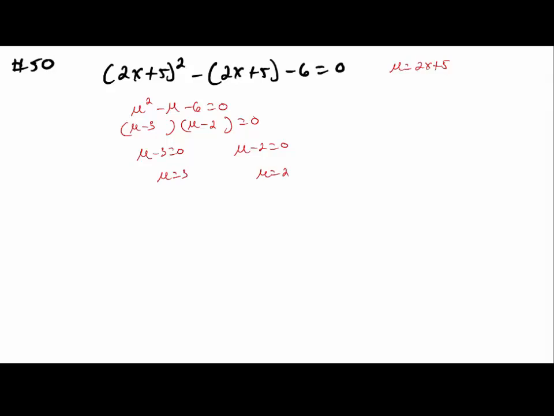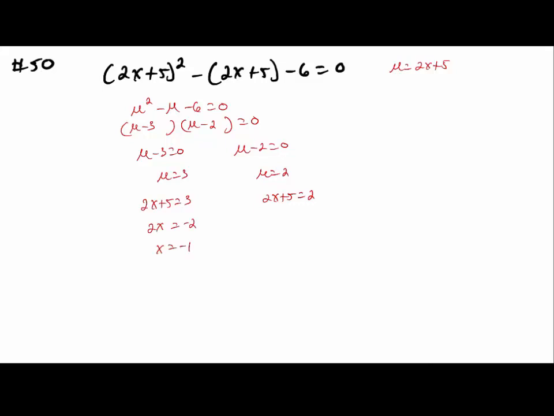Well, actually, now I got to go back and replace the u with the 2x plus 5. So 2x plus 5 is equal to 3, and then 2x plus 5 is equal to 2. So I'm going to subtract 5 from both sides. So 3 minus 5 is negative 2, so x is equal to negative 1.